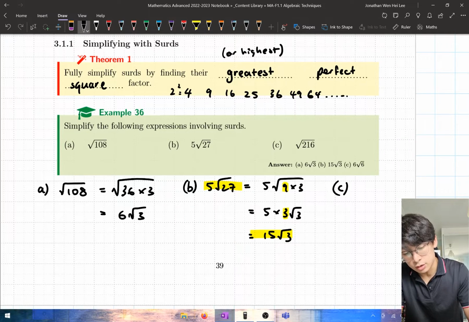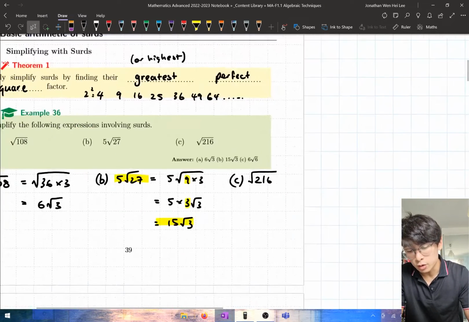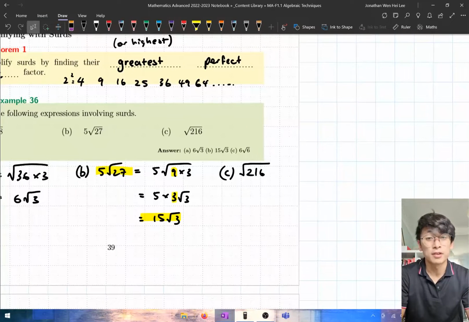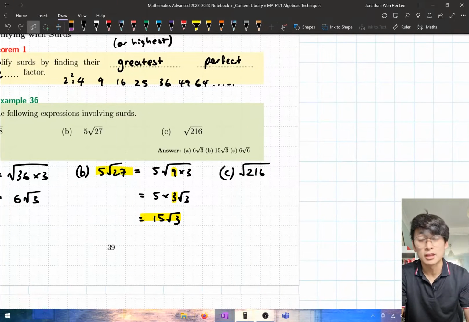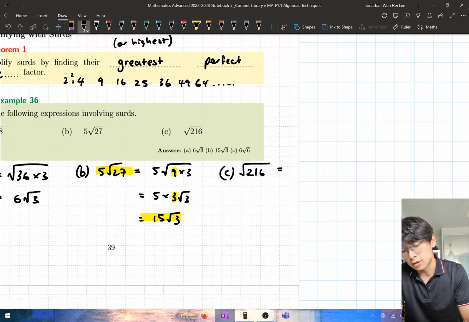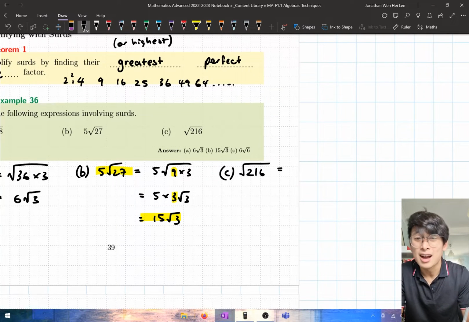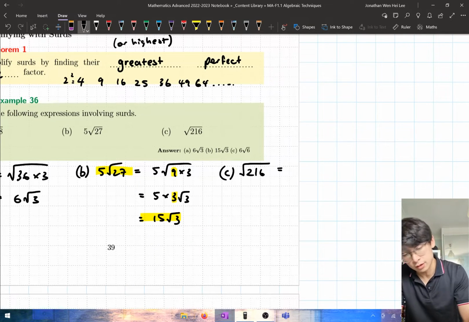Now C is 216. Now with 216, if you're not able to find a perfect square factor, I'm going to show you something. We can actually repeat this process a few times, just like you would if you're simplifying fractions. And so here, 216, you might be going, I can't find a perfect factor. I can start small. I can go, okay, actually, 4 is a factor of this. So this is actually 4 times, so if I divide 216 by 4, I actually get 54.